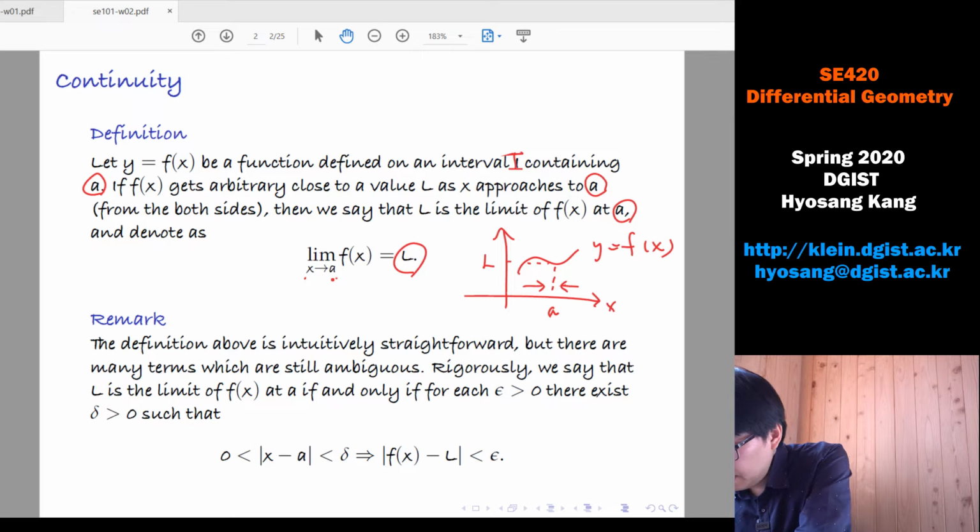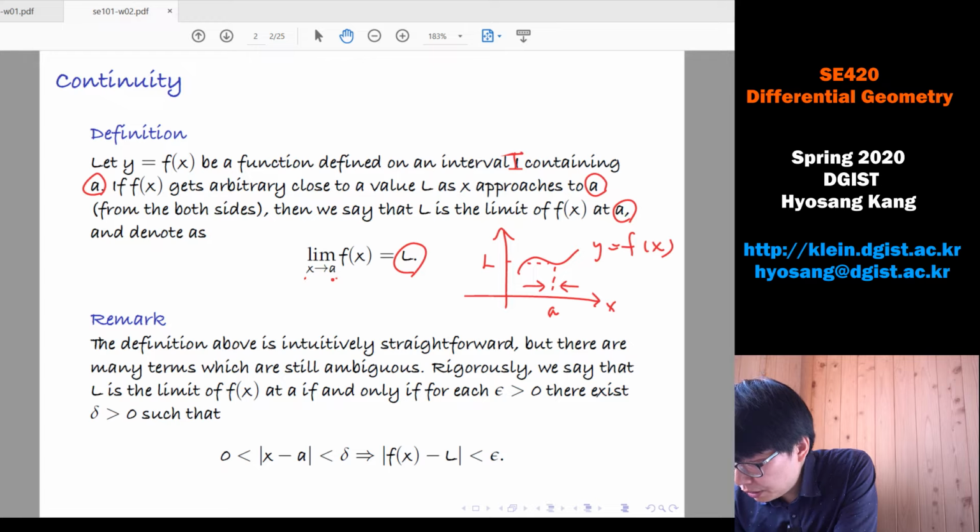And this is an intuitive definition of limit and continuity. We can define continuity rigorously using epsilon-delta.